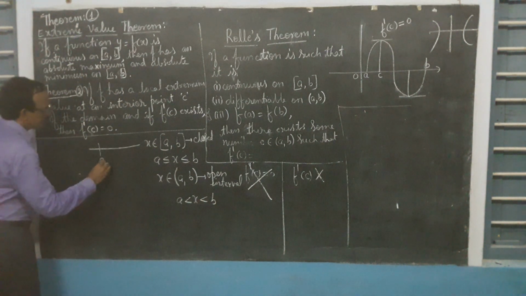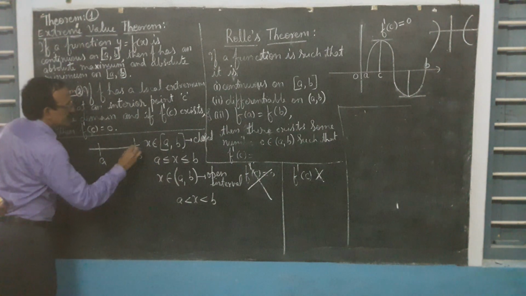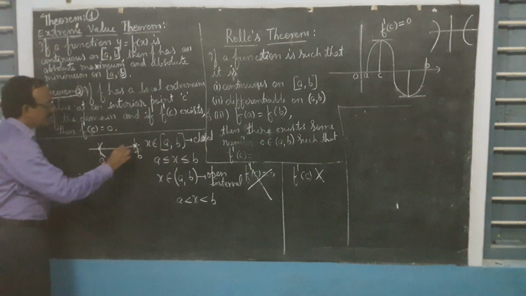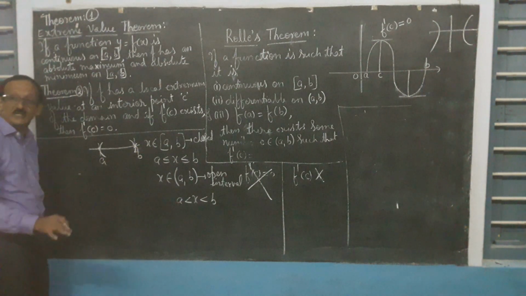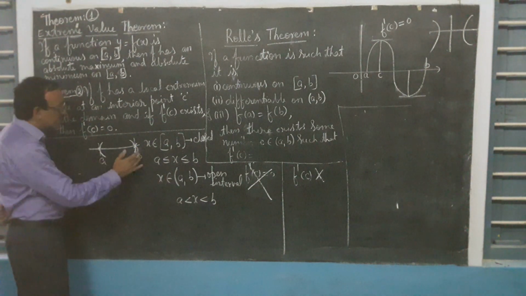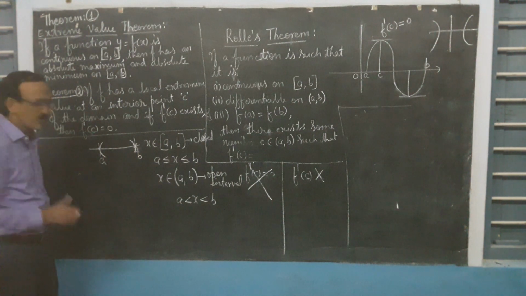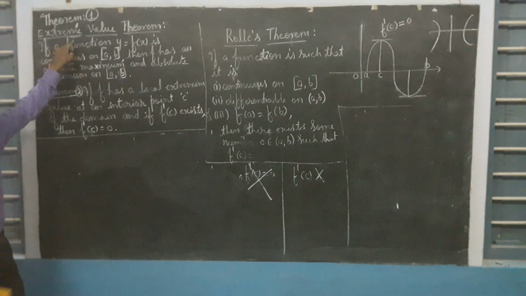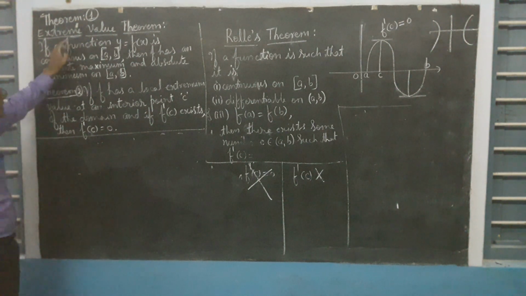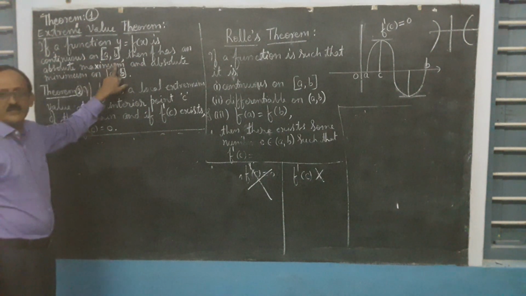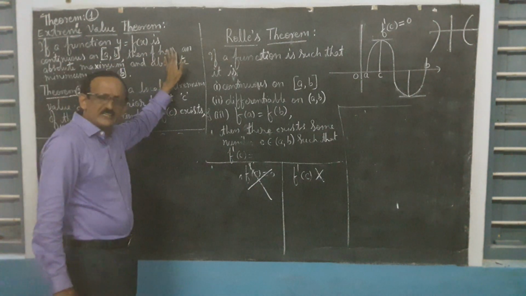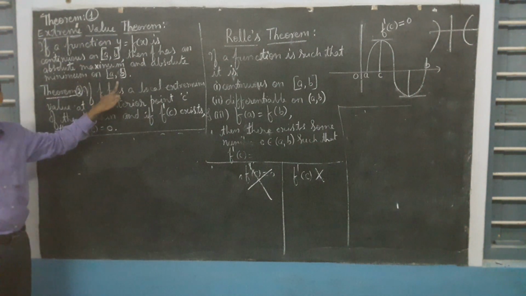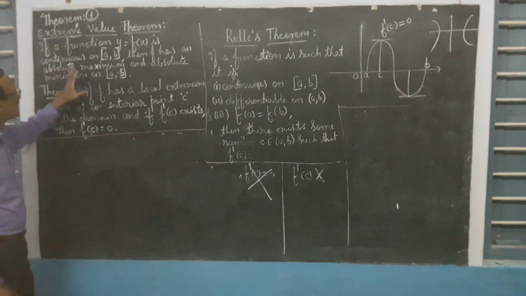In a closed interval, the end points are included in the set. In an open interval, the end points are not included, but any value between a and b is included. So having noted open and closed, what does the extreme value theorem say? If a function is continuous in a closed interval, then it is likely to have an absolute maximum and absolute minimum in the closed interval ab. The first theorem, please store it in memory.